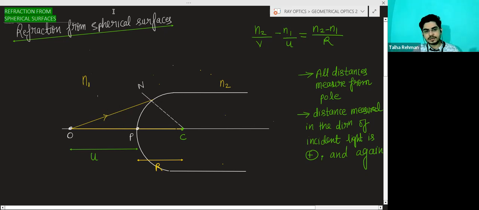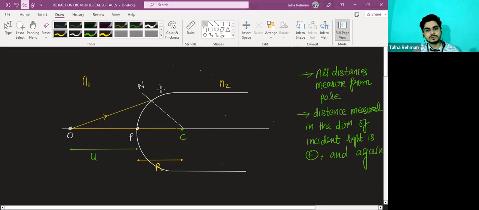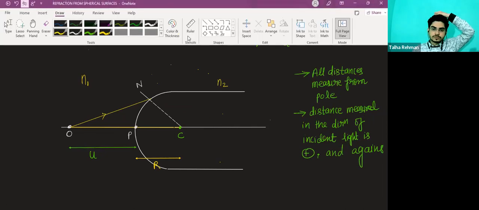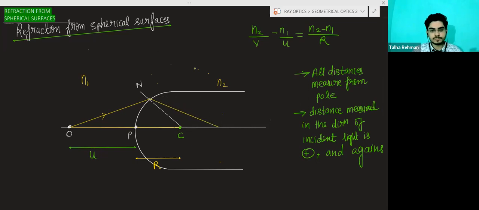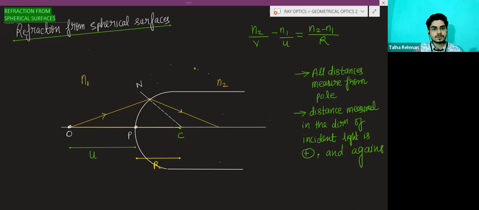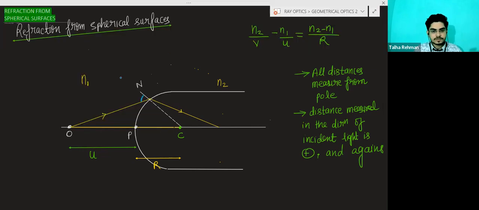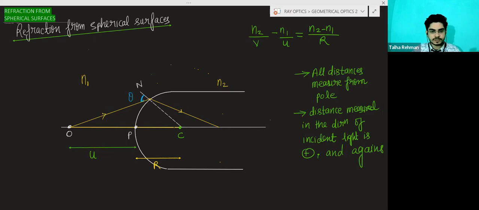So what will happen? It will bend towards the normal. From here, light will bend towards the normal, like this. Suppose this angle will be the angle of incidence, because this is the incident ray and this is the normal. So this is the angle of incidence. Suppose this angle is theta 1, and this will be the angle of refraction. Suppose this is theta 2.